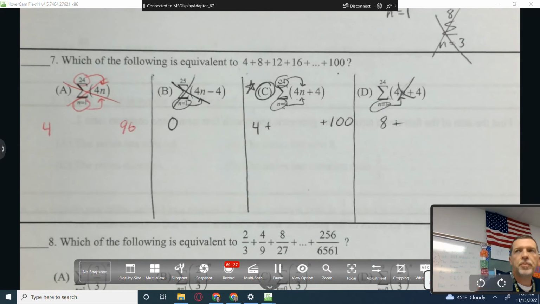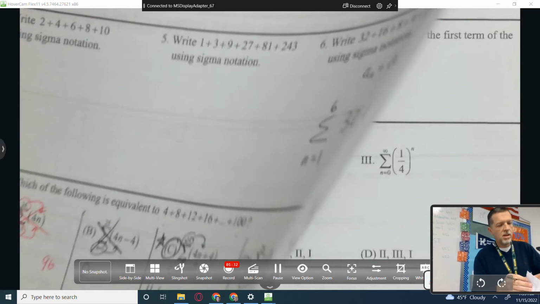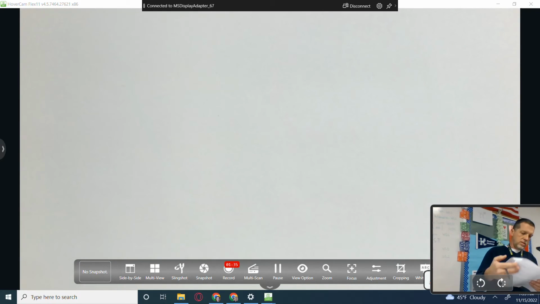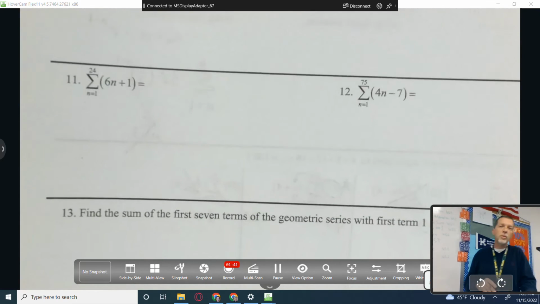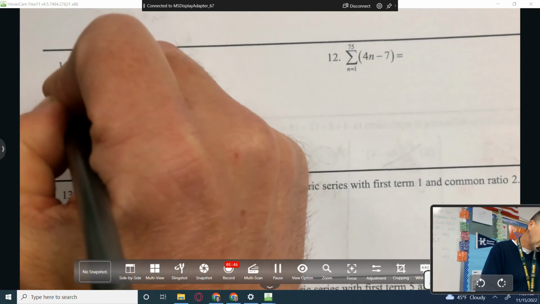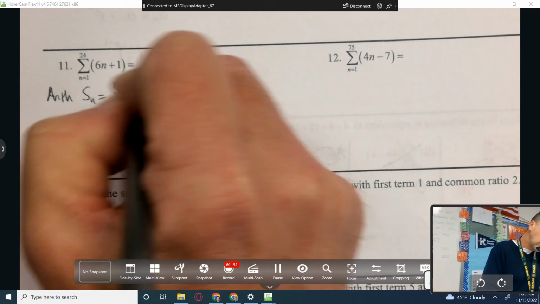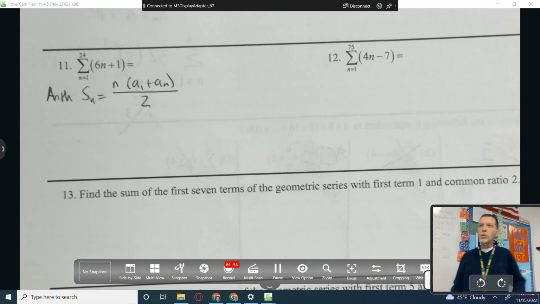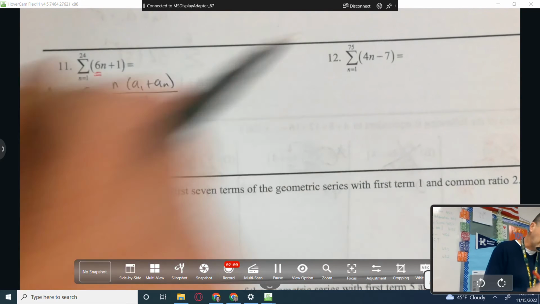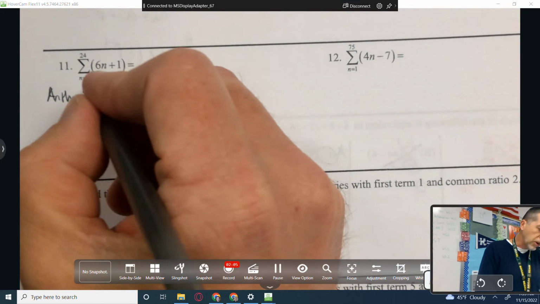On 11 and 12, can you use the formula? So yes, you can use the formula on 11 and 12 as long as you know which formula to use. They're both arithmetic. So that means you'll use the arithmetic formula. If you recognize that they're arithmetic, then you can use the arithmetic formula. And you know they're arithmetic because of that 6. If you weren't sure, then you might have to find the first few terms to make sure.